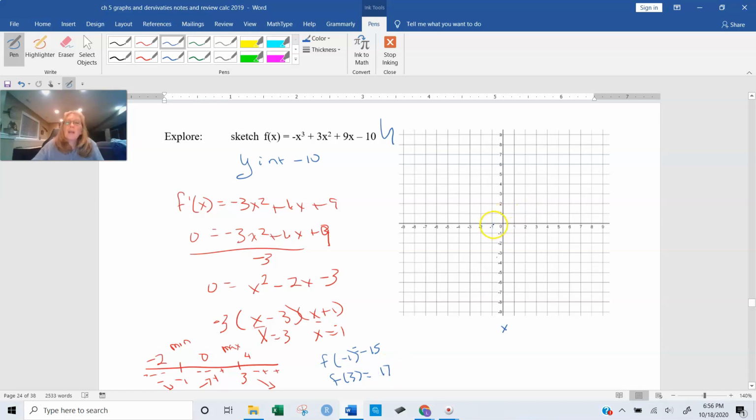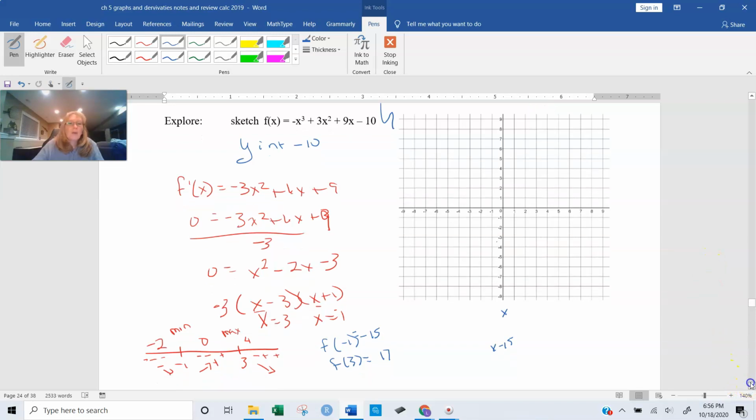So we're going to go -1, -15. Way down here, we'll just label that -15. We're going to go 3, 17. Again, way off my graph. We're going to get better graphs. Label him at 17. So I got my max. I have my point of my y-intercept and my min.